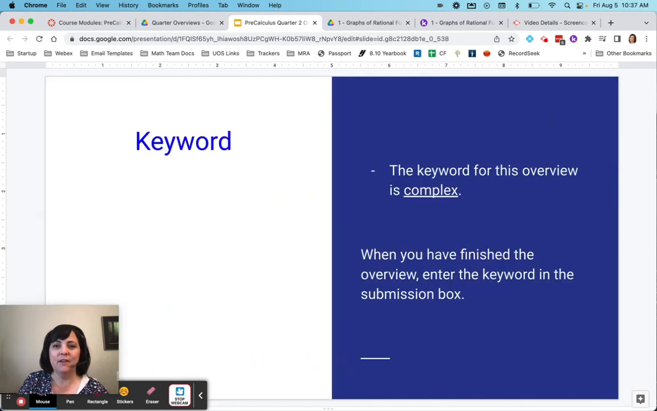And then finally, the key word for this overview is complex. So in Canvas, when you need to submit your answer for this, go in and type the word complex, and then you should move on and good to go.